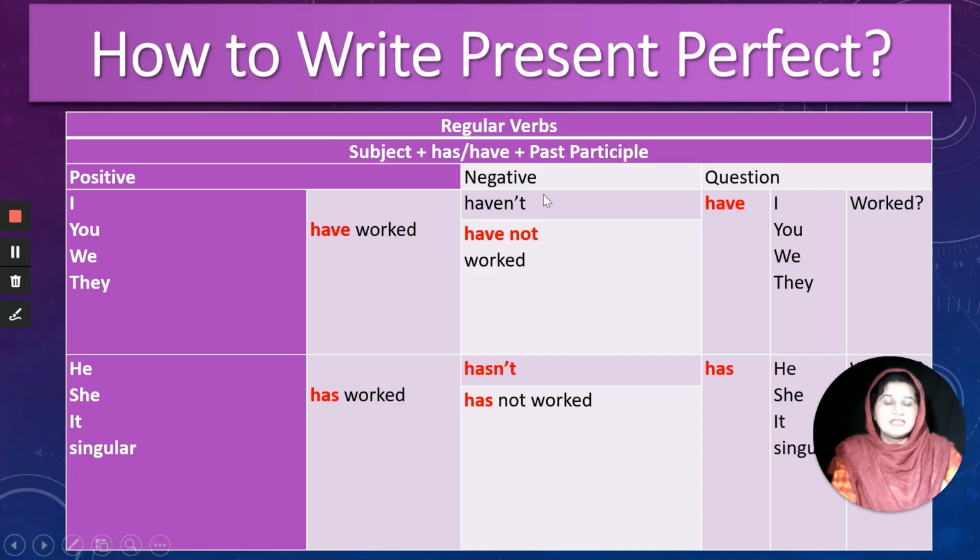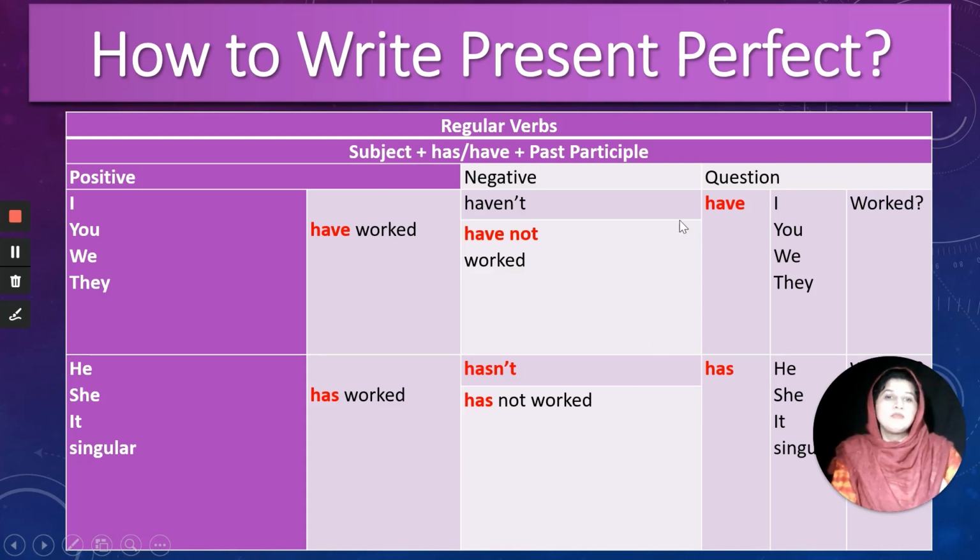Now we'll see how negative sentences are made with present perfect tense. In negative sentences, we add not with the helping verb has or have, right? So you can either write it complete, have not, or you can write the contraction haven't, right? For example, I haven't worked, you haven't worked, we haven't worked, they haven't worked, he has not worked, she has not worked, it has not worked, Ali has not worked, right?